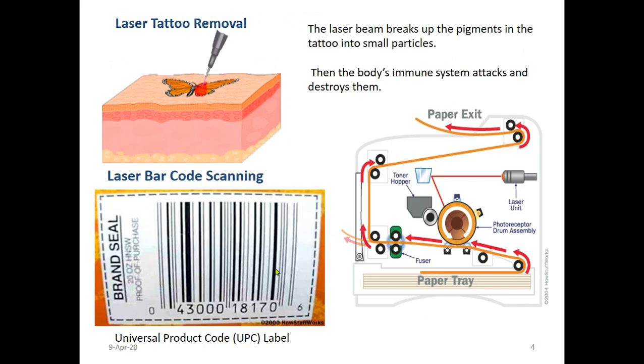Now we will look at other applications of lasers. Lasers can also be used for the removal of tattoos. In that, the laser strikes the tattoo, and the laser beam breaks up the tattoo pigments into small particles, and thereafter the body's immune system attacks these small pigments and destroys them. So by using this technique, we can remove tattoos. Also, as already told, it is used for scanning laser barcodes at a very high speed.